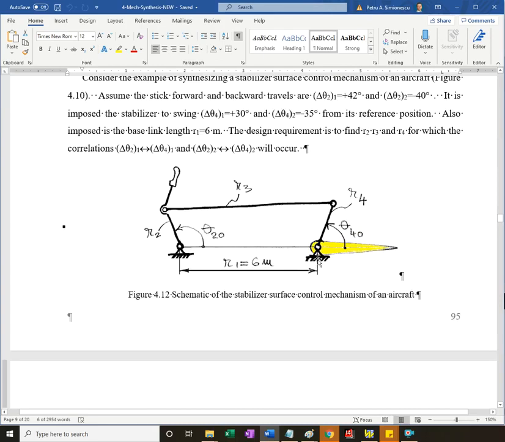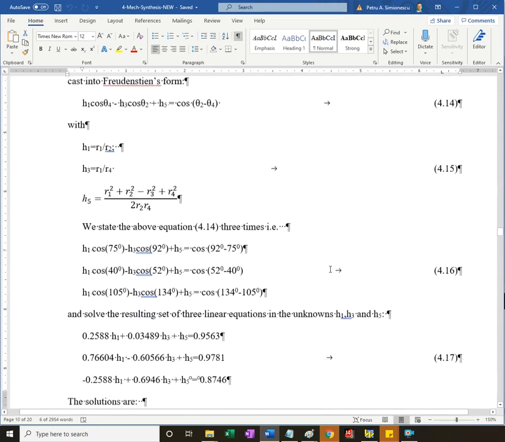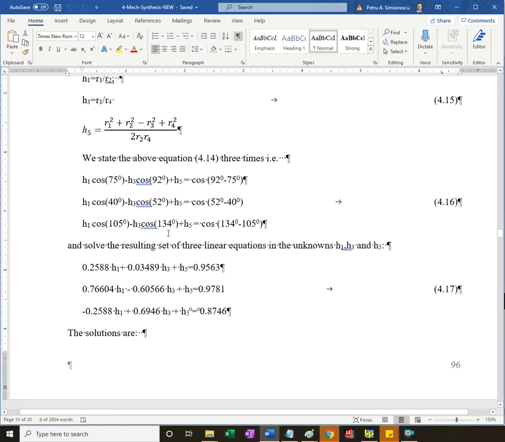Should have mentioned for this 4-bar, the base length, the length of the ground link, was imposed, and of course you should consider playing with different initial angles, theta 20, theta 40, until you get favorable transmission angles, and of course the resulting 4-bar is a satisfactory one. You don't want to have it too tall that it goes outside of the cockpit of the airplane, if it is an airplane that the application pertains to.